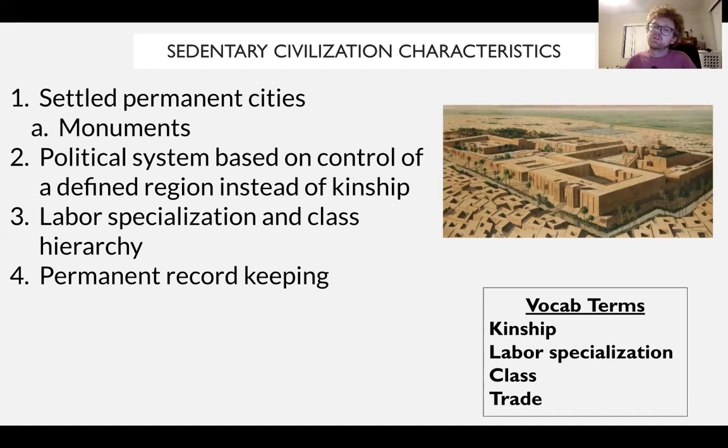Another thing that makes sedentary civilizations unique is that they have a form of record keeping. They have a written language, and they're able to transmit knowledge not only across vast distances, but between time periods as well. They're leaving something for future generations to read, whether or not they intended it. And finally, long distance trade is another marker of sedentary civilization, because you're not going to have everything you need in one spot. You're going to need to trade and interact with other people, whether that be through peaceful means or war, that's another thing.